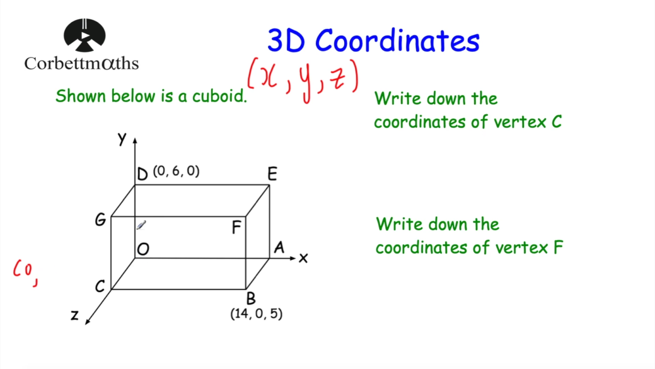Now, we're not going up in the y-axis direction, so that's going to be 0 as well, but we are coming out in the z-axis direction, and it's in line with B, so we're going to be coming out 5, so it's going to be 5. So the coordinates of this point will be 0, 0, 5.